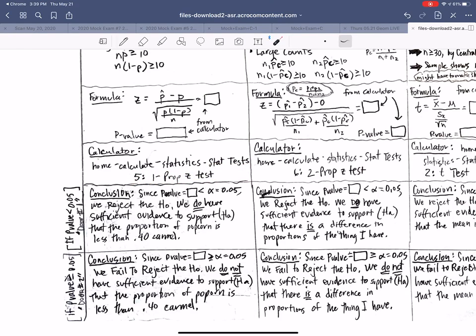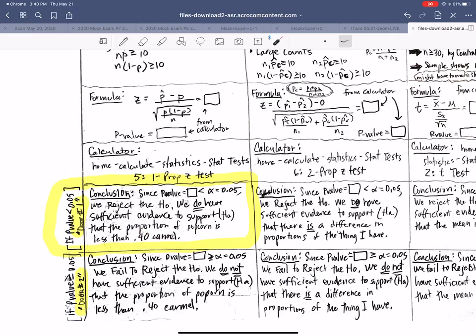Okay, now once you get to the end, and I think most of us are pretty good at this by now, we're either going to go through door number 1 or door number 2. Either my p-value is less than 0.05 or it's greater than or equal to 0.05. Door number 1 is the one I'm hoping for, because then I could say we reject the null hypothesis. Our sneaky suspicion was right. We do have sufficient evidence to support that the proportion of popcorn is less than 40% caramel.